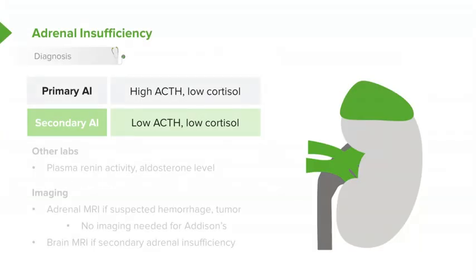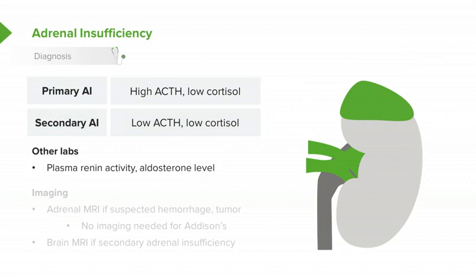Other labs you might get and see, patients will have an elevated plasma renin activity. This is because there's sodium loss and so volume loss, so the kidneys kick up their renin production as a result of decreased availability of blood pressure. Also, aldosterone levels will obviously be low.